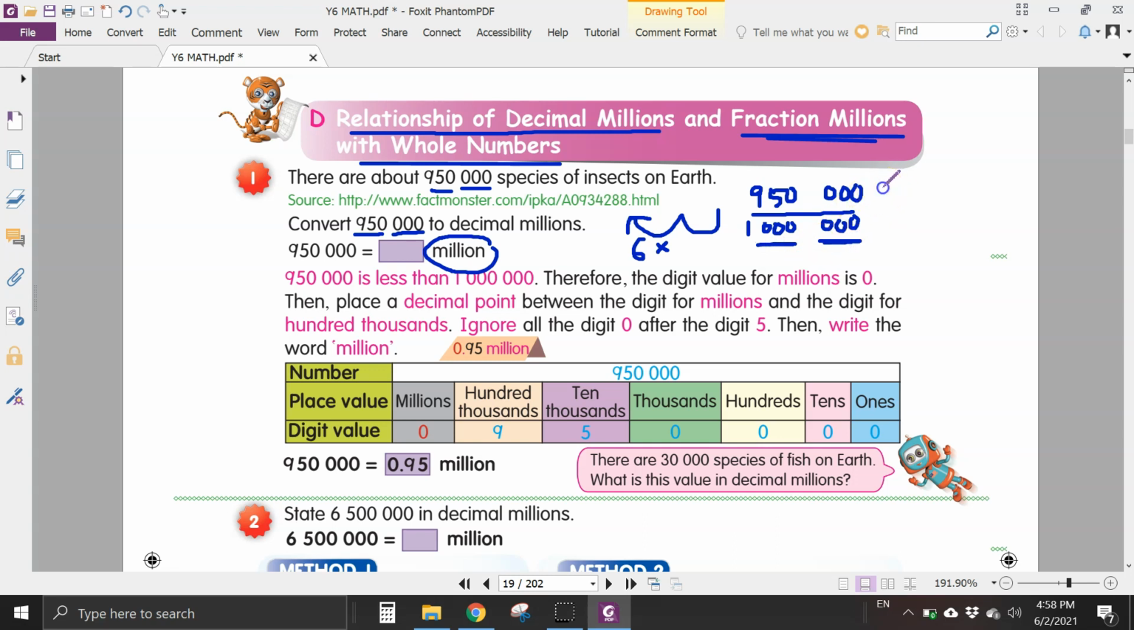So where do we move from? From outside here, 6 times to the left. 1, 2, 3, 4, 5, 6. So I put the decimal here. Now we cannot start the number with the point, we have to put a 0 in front. So we get 0.95 million. 950,000 is less than a million, so the first number is 0.